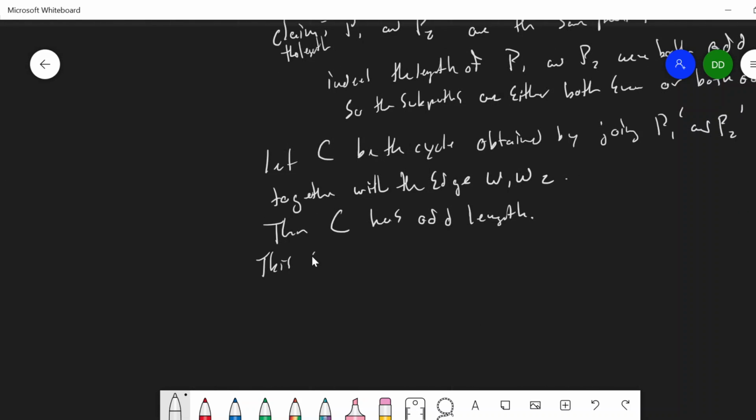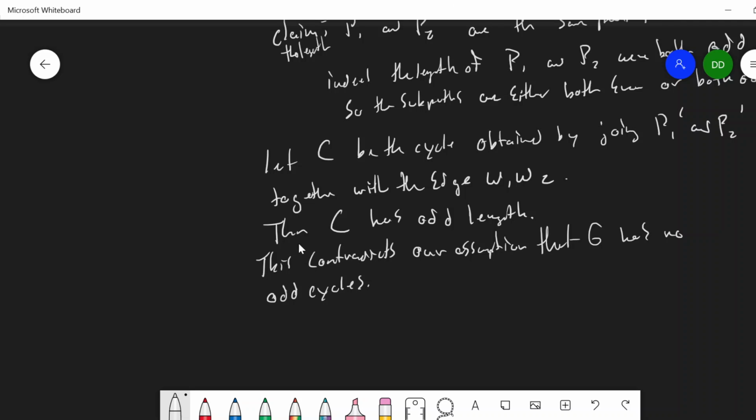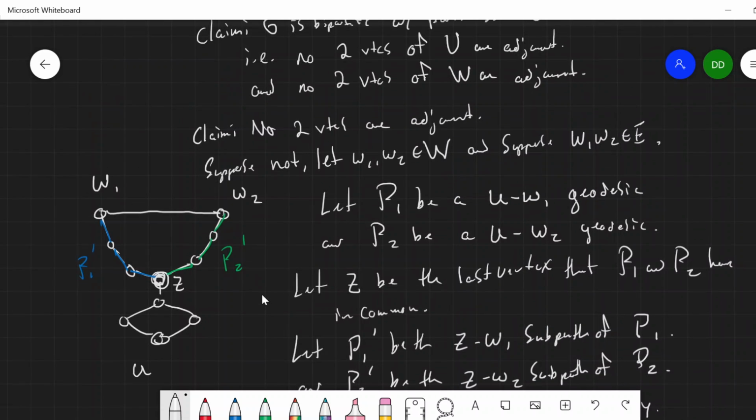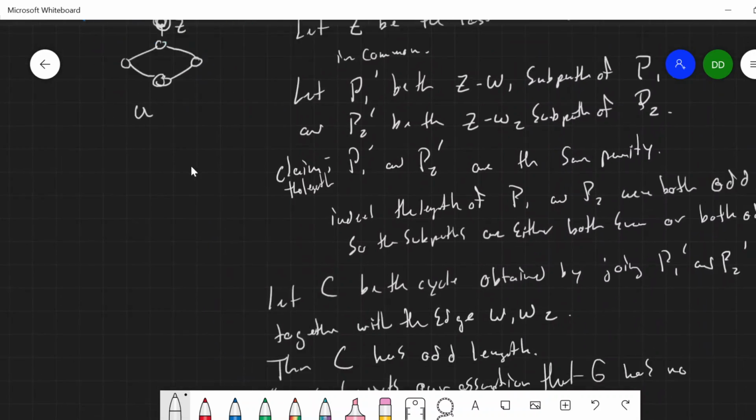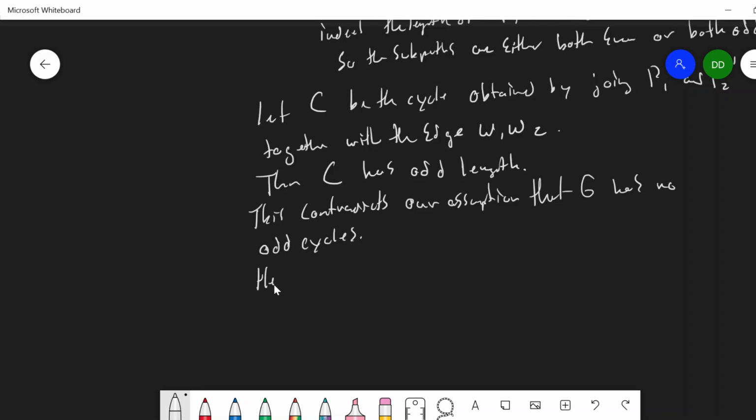This contradicts our assumption that G has no odd cycles. Hence, sorry, hence W1, W2 cannot be adjacent. So hence, there are no edges, or I'll say any two vertices of W cannot be adjacent.